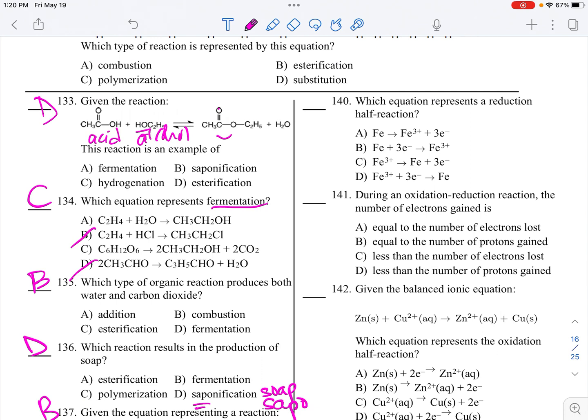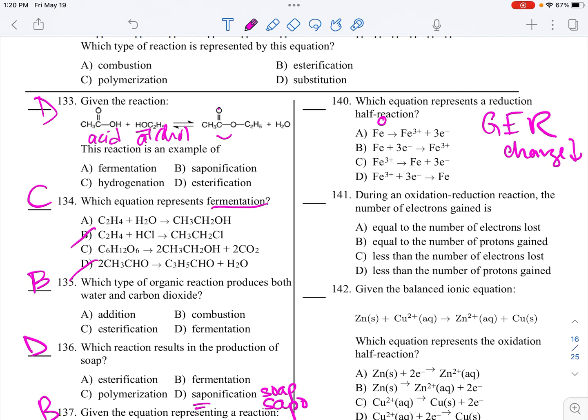Which is a reduction half reaction? Leo the lion says grr. Gain of electrons is reduction. When you are gaining electrons, your charge goes down. The charge is reduced. So in part A, I have Fe alone, 0, becoming Fe +3.